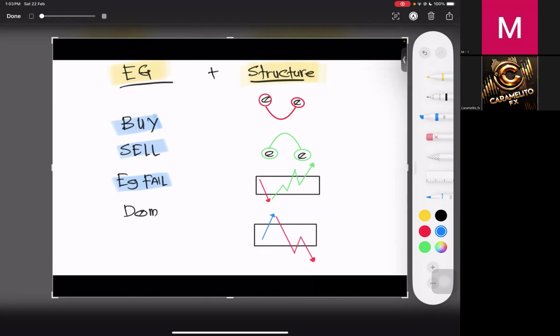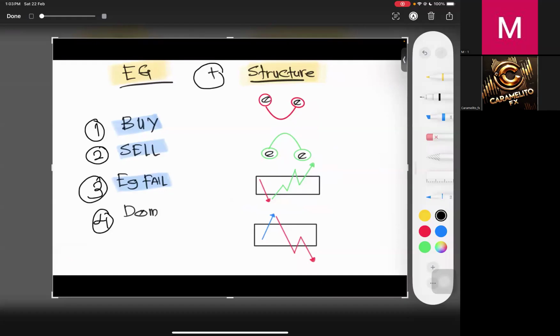Okay, it's actually like this. For engulfing buy, we're going to focus on buy. What is the structure? Our technique, you just need to understand 4 types of engulfing. That means engulfing buy, engulfing sell, engulfing fail, and dominant plus structure. Smiley face like this one, are you going to focus on buy or sell? Sell. This is a sell. How about this inverted smile? Buy. Okay. So for engulfing buy, we're going to focus on buy.